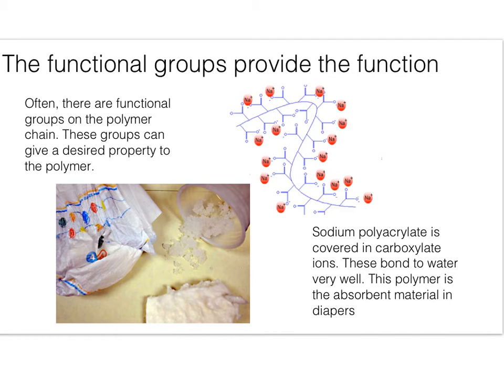On the other end of the spectrum, you might have a polymer that has functional groups that are very water attracted. So this is a polymer right here. This is kind of a graphical picture of a polymer. You can see it's snaking around here. But it has these carboxylate groups on it. This is sodium polyacrylate, and it's covered in these carboxylates. And these tend to bind to water very well.